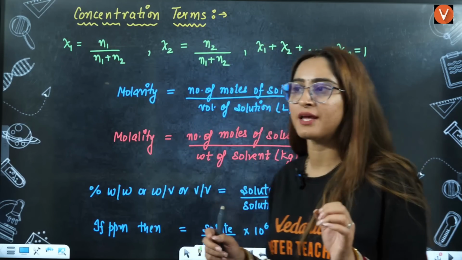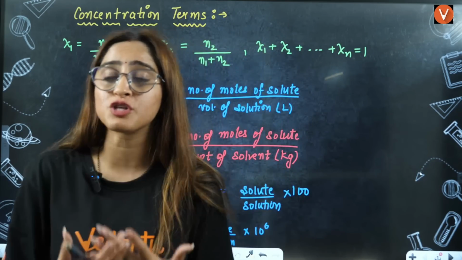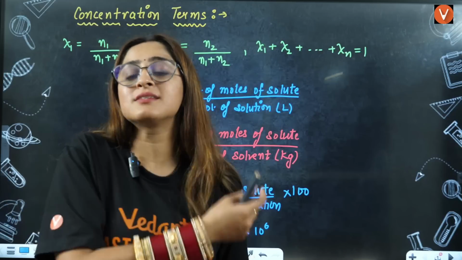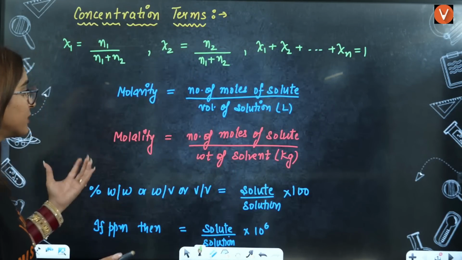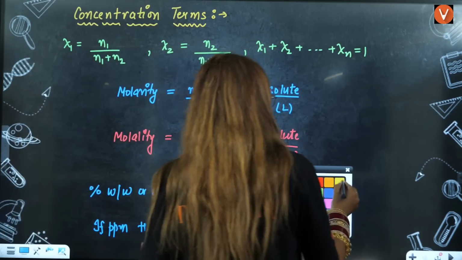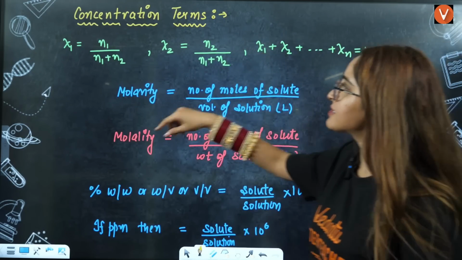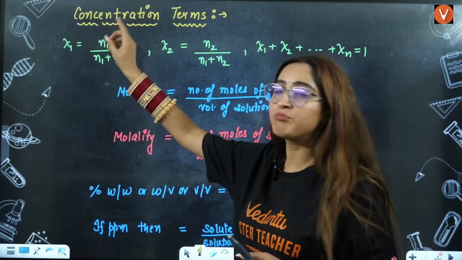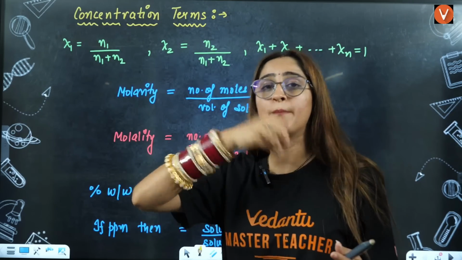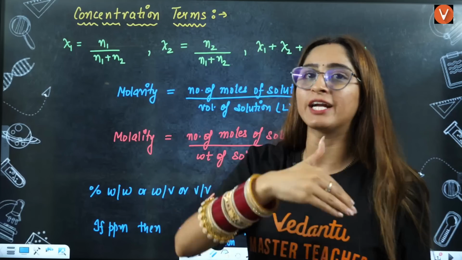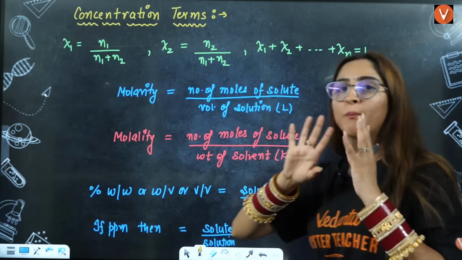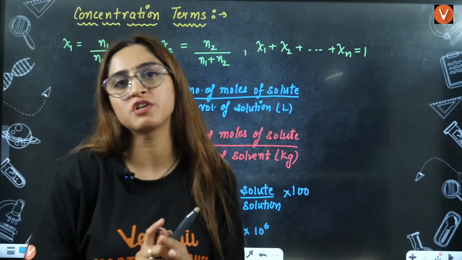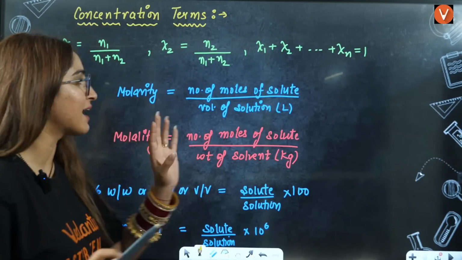So the first chapter is your solutions chapter, or you can also say this is applicable in some basic concepts of chemistry, that is concentration terms. Talking about the concentration terms, first is mole fraction. We know that mole fraction is equal to the number of moles of that component divided by the total number of moles, right? So the mole fractions of all the components combined will be equal to unity, that is 1.